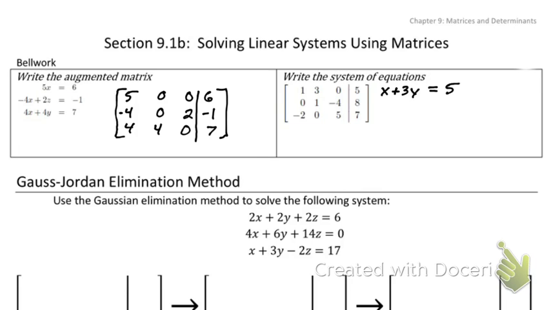Our next one has 0 x's. It has 1 y, so I'm just going to put a y down. It has negative 4z, so we have minus 4z, and that's going to equal 8. And finally, we have negative 2x, 0 y's, and 5z's, so plus 5z equals 7. So that's what both of yours should look like.